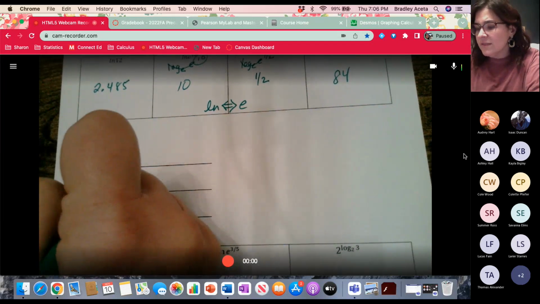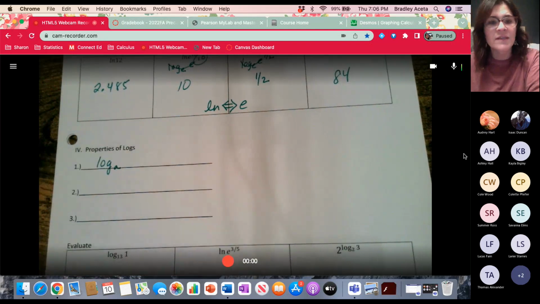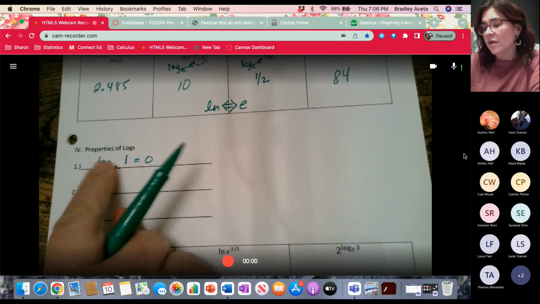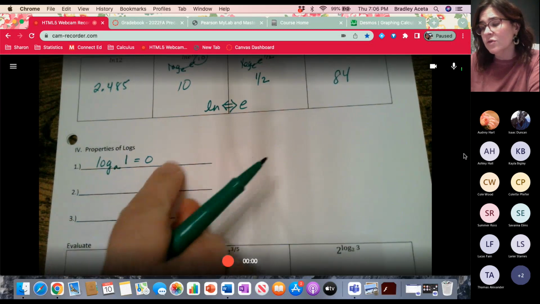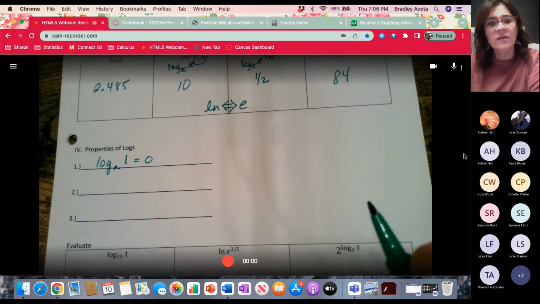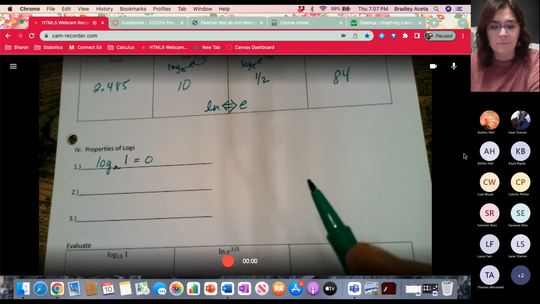So log base A, whatever the base happens to be, of the number 1, is always 0. Log base 2 of 1, log base 3 of 1, log base 1/2 of 1. And again, you would say 2 to the 0 equals 1. And that's true. Anything to a 0 power makes 1.